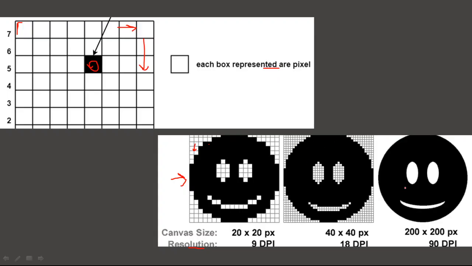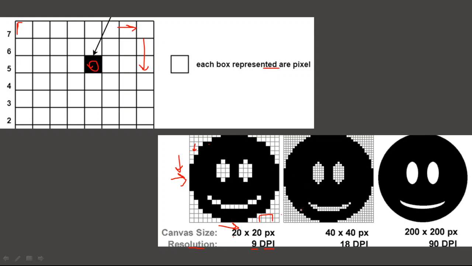Now look at this image. Here the canvas size is 20 by 20 pixels. That means in a row there are 20 pixels and in a column there are 20 pixels. And DPI means dots per inch. Per inch of this canvas there are 9 dots. Now you can see this image is very blurry. That means this is not clear because its resolution is not that high. It's just 9 dpi, 9 dots per inch.